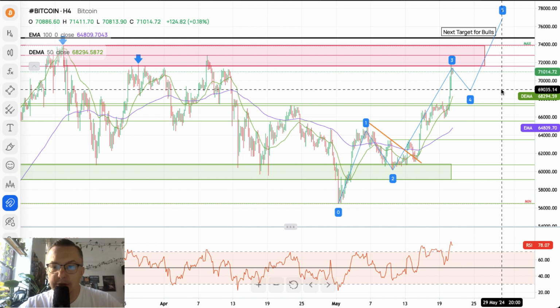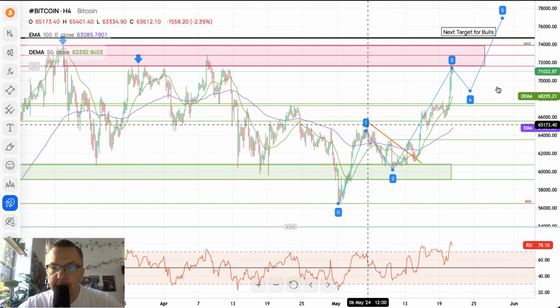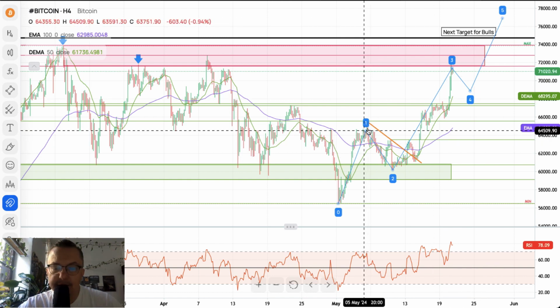Right, so that's the schedule, that's the scenario for Bitcoin, and it should be a valid one as long as the high of the wave 1, 65,173, is not clearly violated. So this scenario is valid until then.